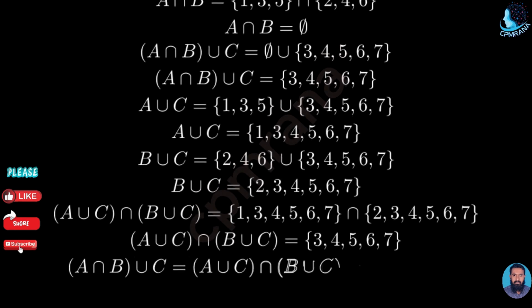In conclusion, we have shown that A ∩ (B ∪ C) equals (A ∪ C) ∩ (B ∪ C), both resulting in the set containing 3, 4, 5, 6, 7.